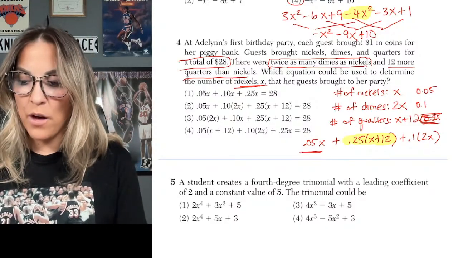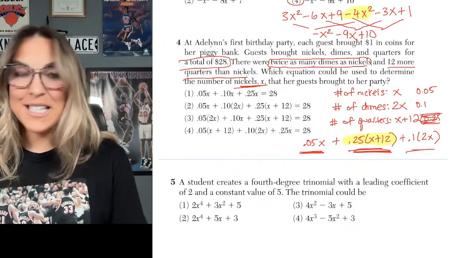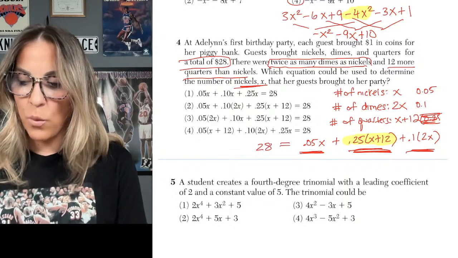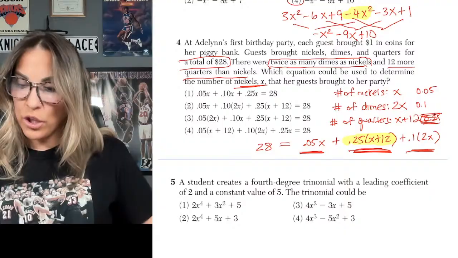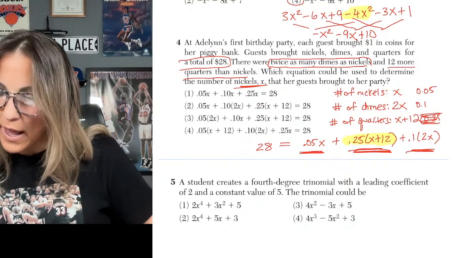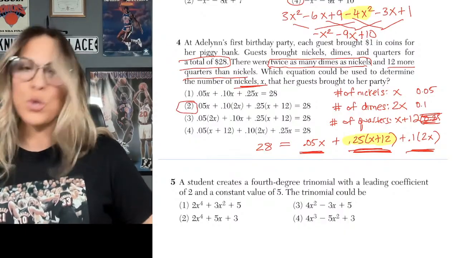So now I have the value of my nickels plus the value of my quarters plus the value of my dimes, and all together that equals $28. So we're looking for the answer choice that says the same thing as what I have, and that looks like it's a different order, but that's okay. Answer choice number 2.